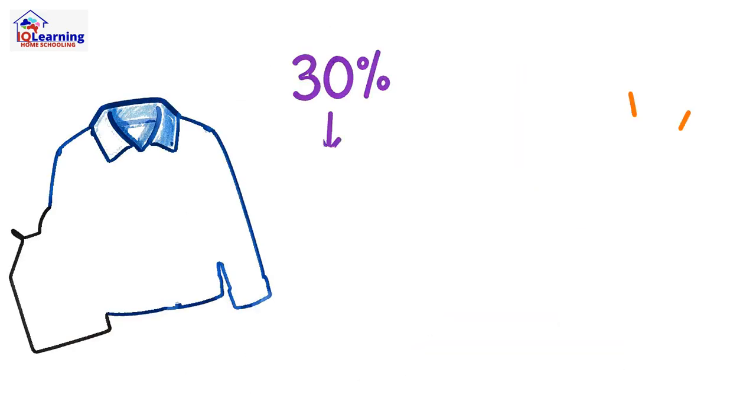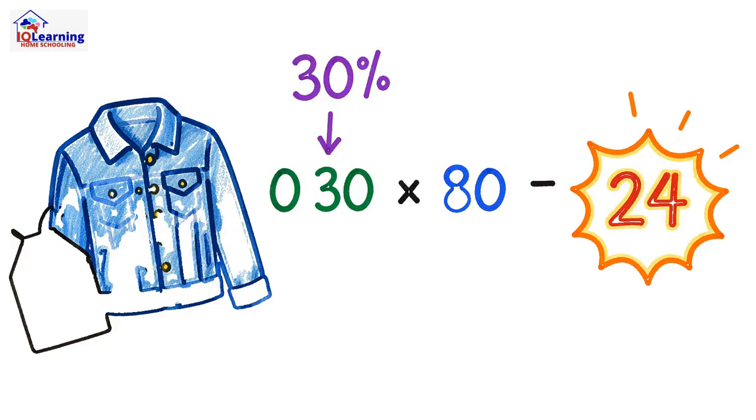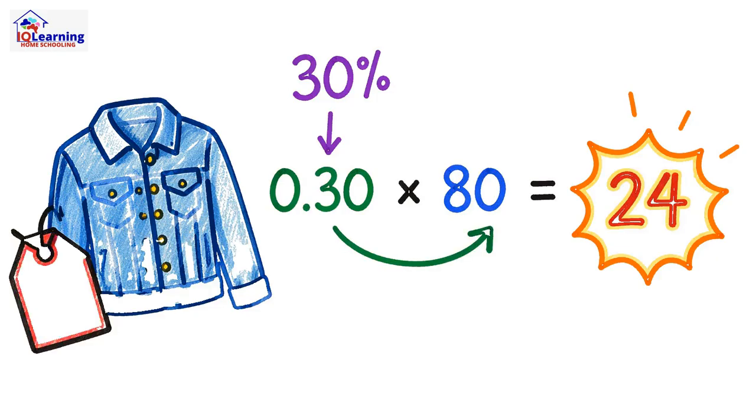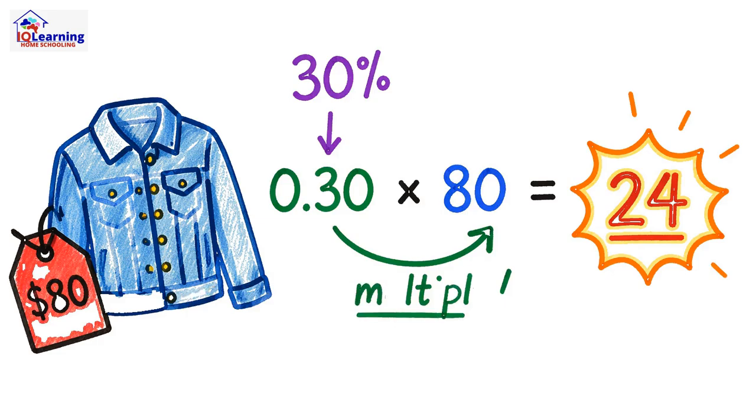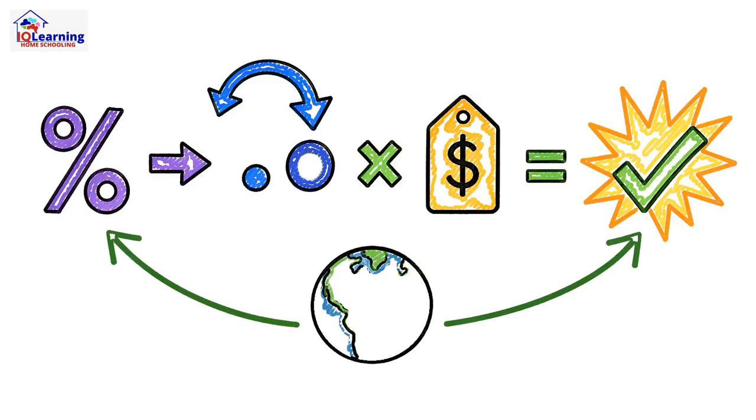Once you have that decimal, the hard part is over. You just multiply. To find 30% of an $80 jacket, you calculate 0.30 times 80, which is $24. That's your discount. This method works for everything, even percentages over 100.